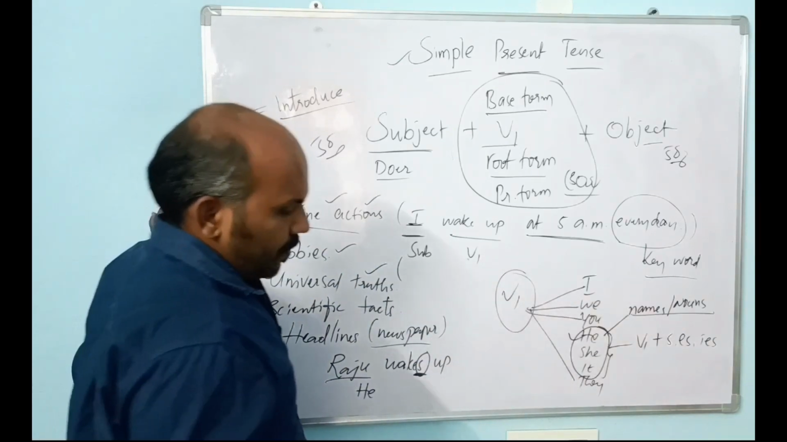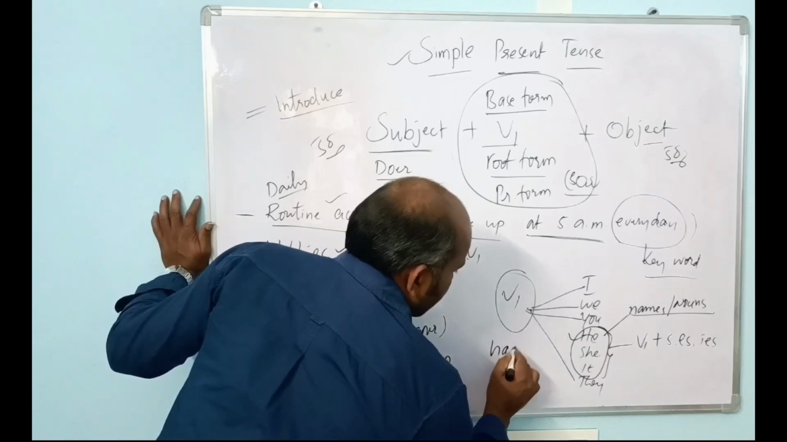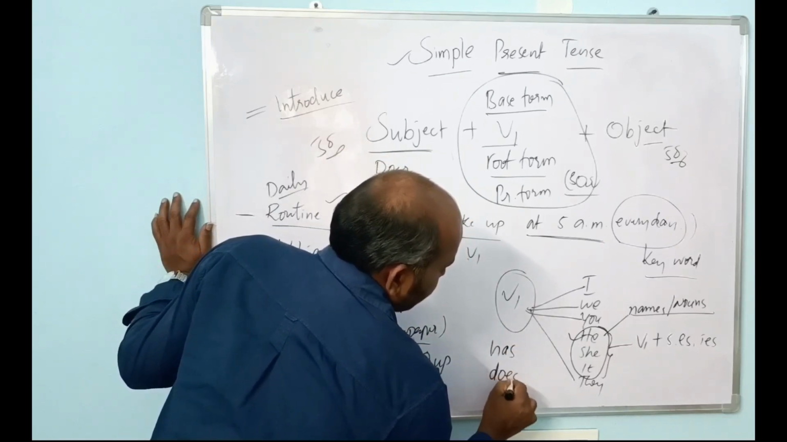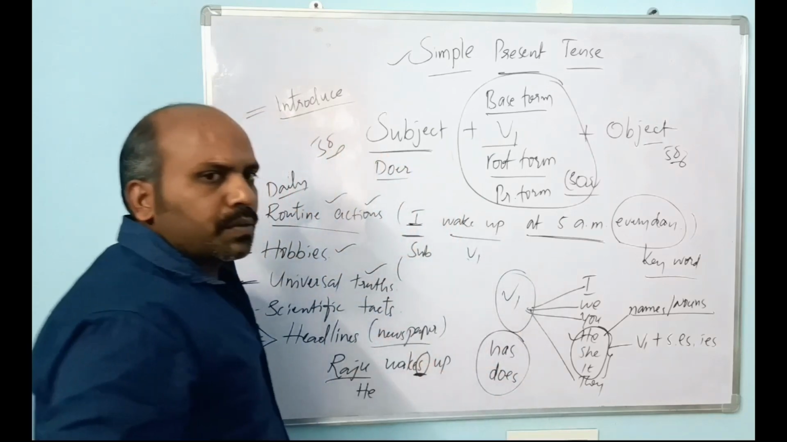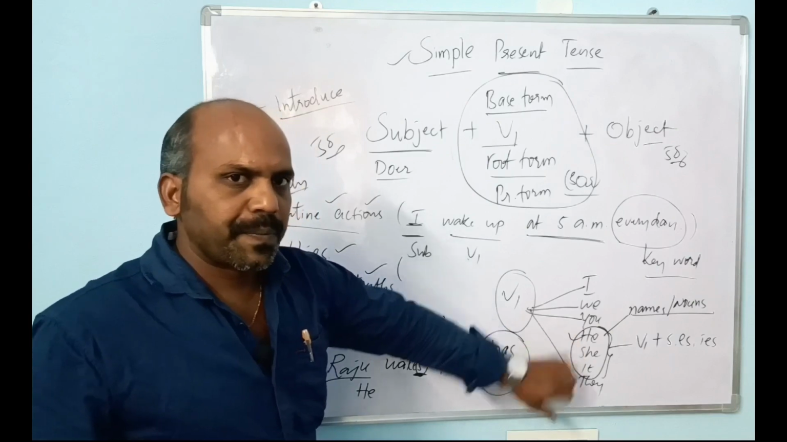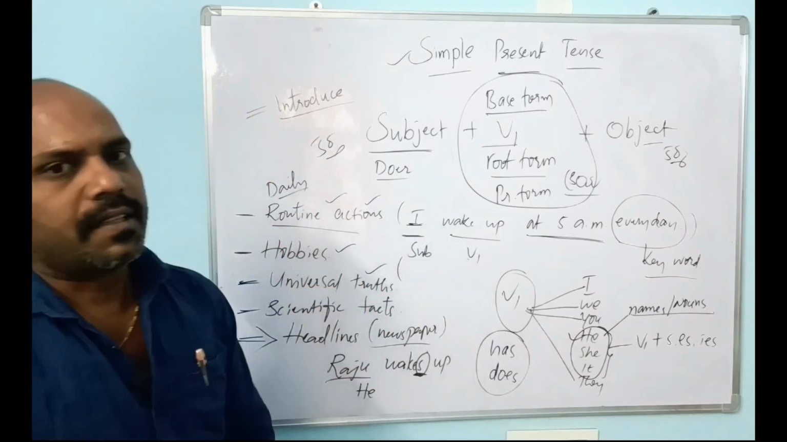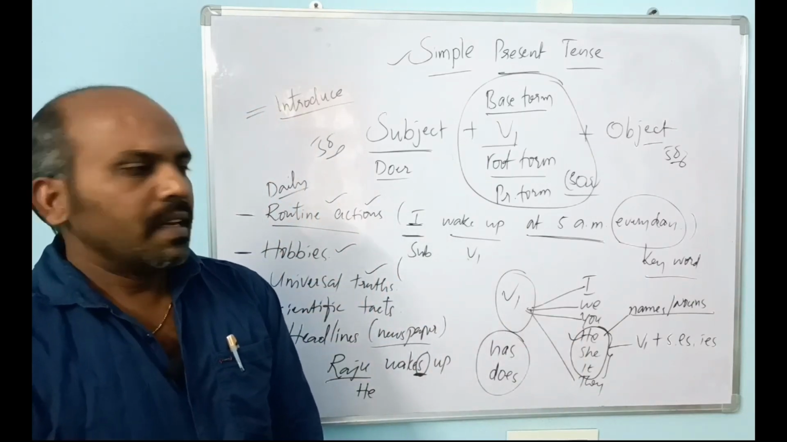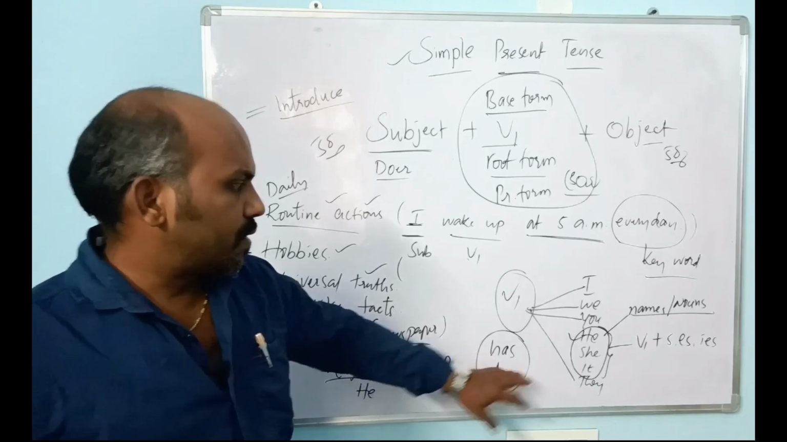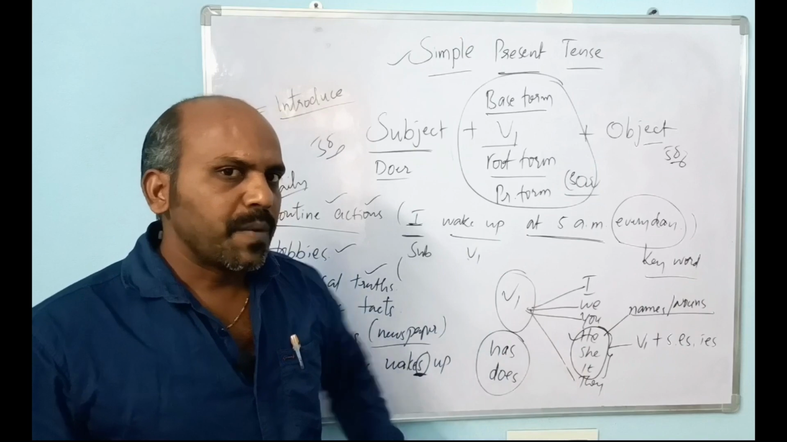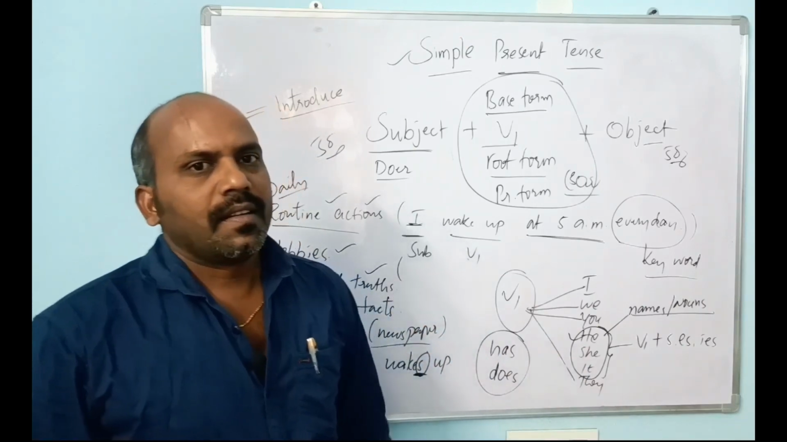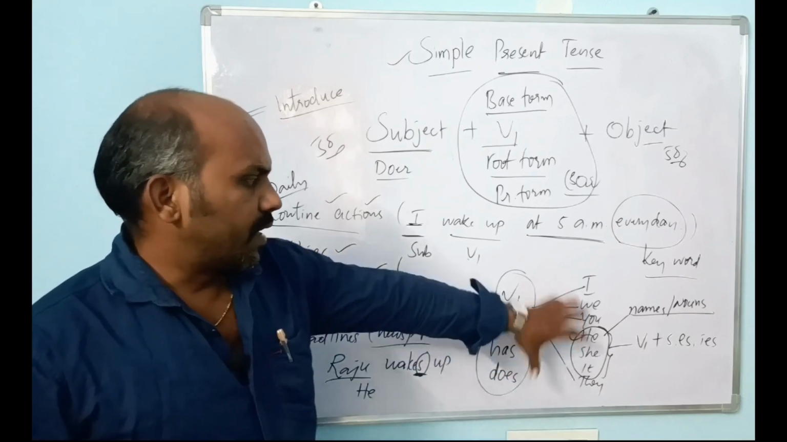And here, has is the V1 form in S form, and so is does. These two are truly dedicated only for these three subjects, and in simple present tense only. In simple present tense, you have to use has and does for he, she, it only, and these are dedicated for them. We don't use has and does for any other subjects.